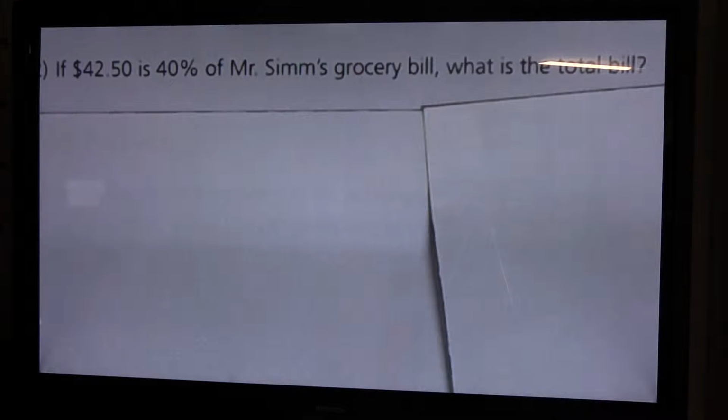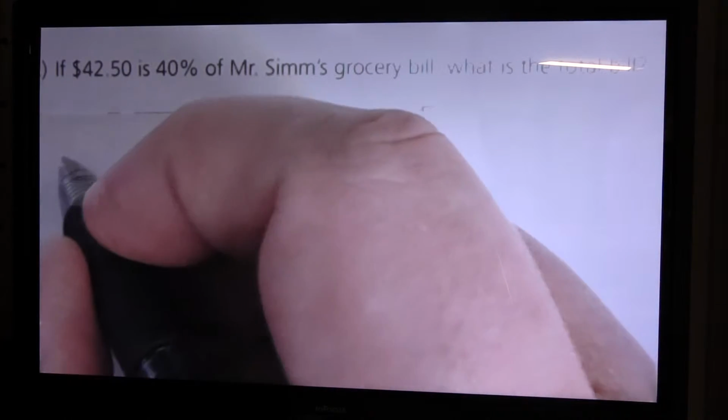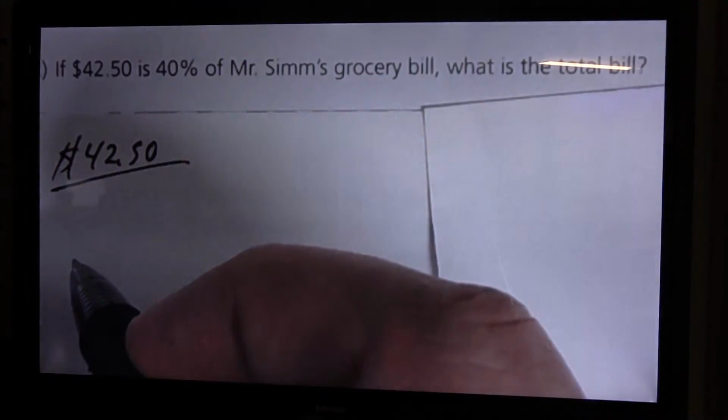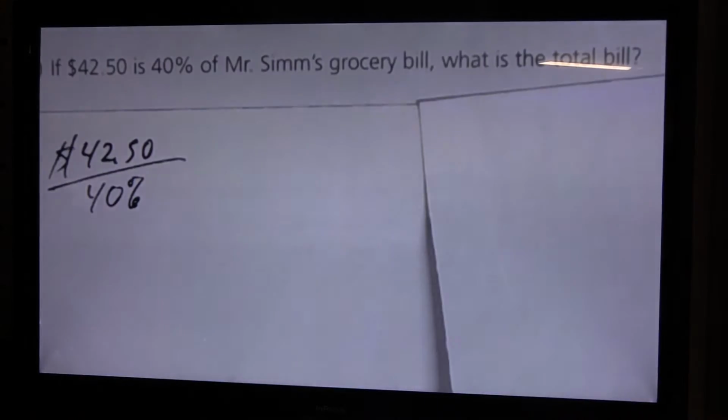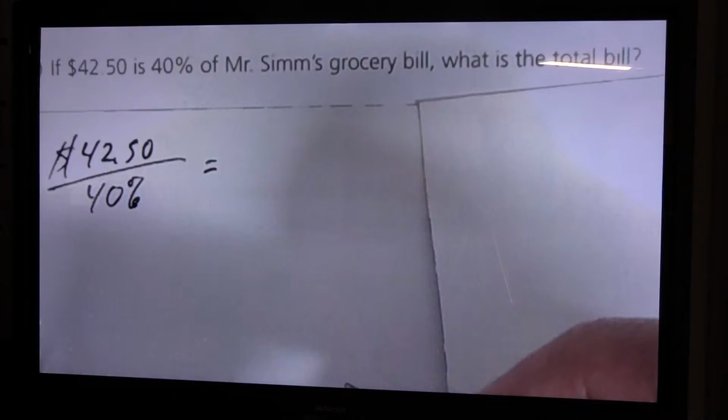It says, if $42.50 is 40% of Mr. Sims' grocery bill, what is the total bill? Now this is a simple ratio type problem, and this is how I would set it up. I would put over here, perhaps, $42.50, and that would be 40% of Mr. Sims' grocery bill.